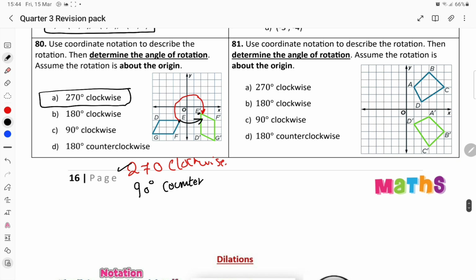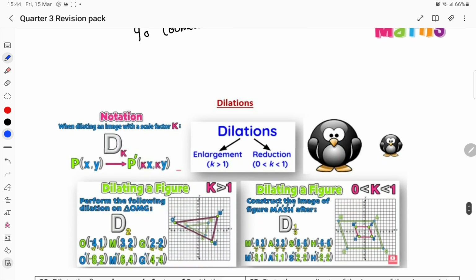Here, 81 again, from A to A prime. Let's see together. We rotated, actually not moved, we rotated 90 degrees to the right. So 90 degrees clockwise. Here it is. Can I check it with B? Yes. From B to B prime, what happened? It rotated 90 degrees clockwise.